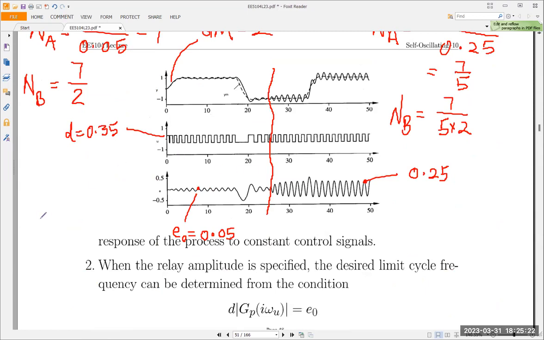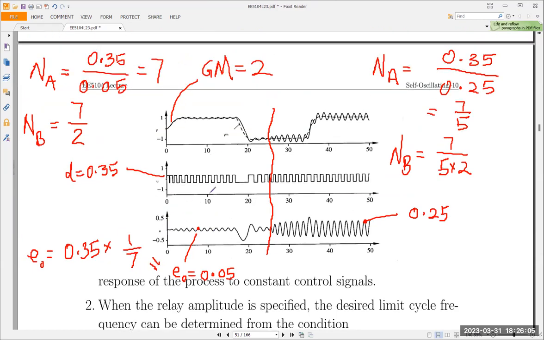How do we get E naught? E naught must be equal to D, which is 0.35 times 1/7. All right. So that will give us this. So now this part is done.